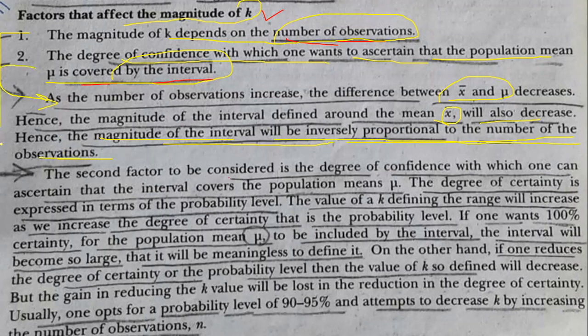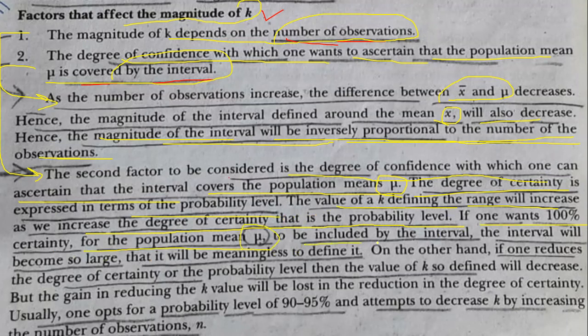The second factor to be considered is the degree of confidence with which one can confirm that the interval covers the population mean mu. The degree of certainty is expressed in terms of probability level. The value of k defines the range with which we can increase the degree of certainty, that is the probability level.